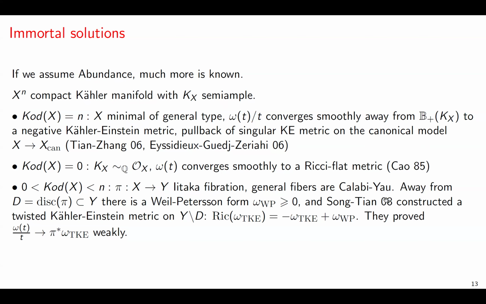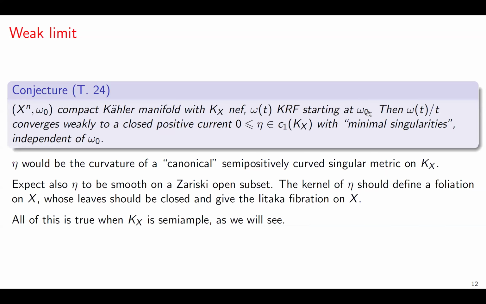And Song and Tian constructed, again, a twisted Kähler-Einstein metric on the base minus the discriminant, solving the same equation as we had in the case of surfaces. And they prove a weak convergence of the rescaled flow to the pullback of this twisted KE. Namely, the Calabi-Yau fibers shrink in infinite time. So you still have this fibration picture: the Calabi-Yau fibers shrink at infinite time, and you're left with a limit which lives on the base. So this limit is the eta from the previous slides.